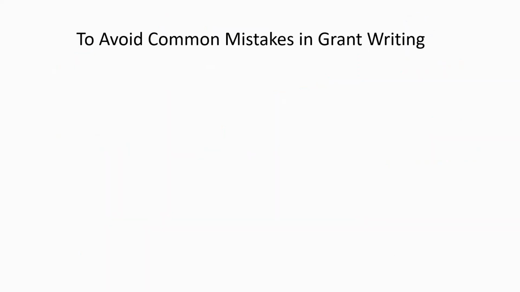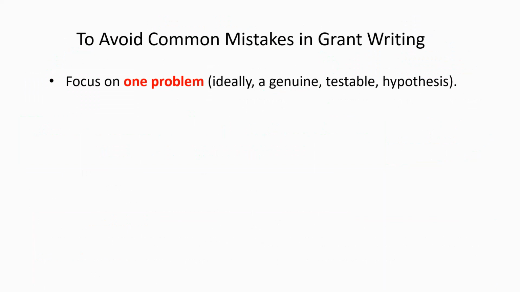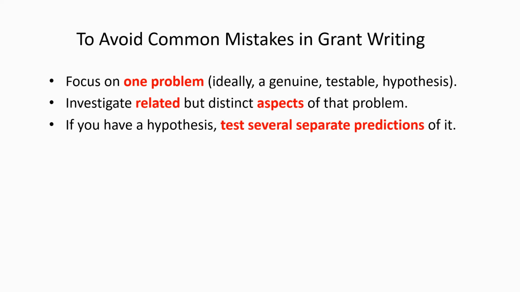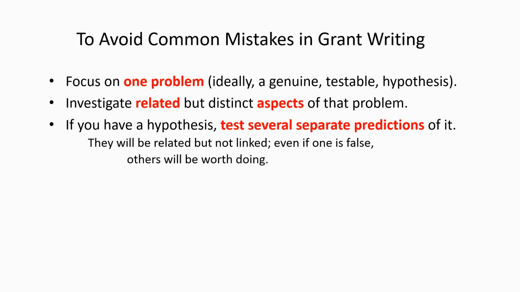To avoid common mistakes in grant writing, first of all, most importantly, focus on one problem, ideally a genuine testable hypothesis, but investigate related but distinct aspects of that problem. If you have a hypothesis, test several separate predictions of the hypothesis. They will be related but not linked, and so even if one is false, the others will be worth doing. No single test can be conclusive, and that's another reason to do multiple tests. And finally, any test may be fallible.